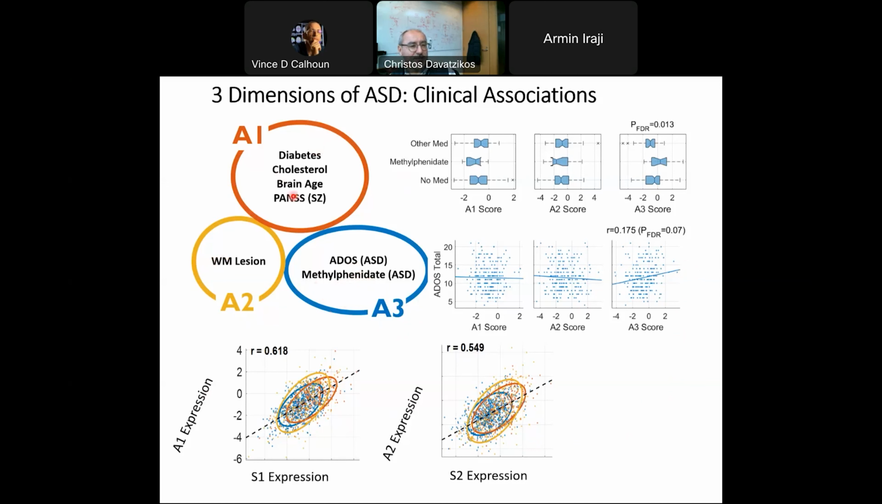This came actually from data in UK Biobank, so it's not necessarily directly comparable because of an age difference, but in the UK Biobank, A1 and A2 were associated with diabetes, cholesterol, higher brain age, and higher PANSS scores in the PHENOM consortium, actually in the cohort with schizophrenia patients, whereas A2 was more associated with white matter lesions in UK Biobank.